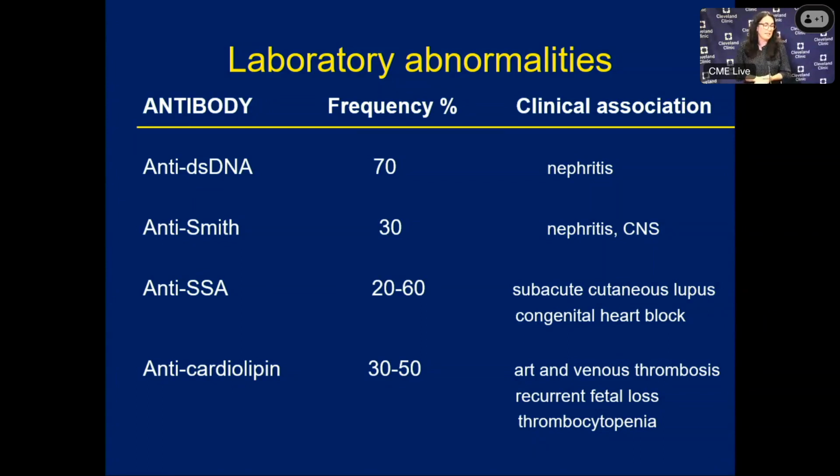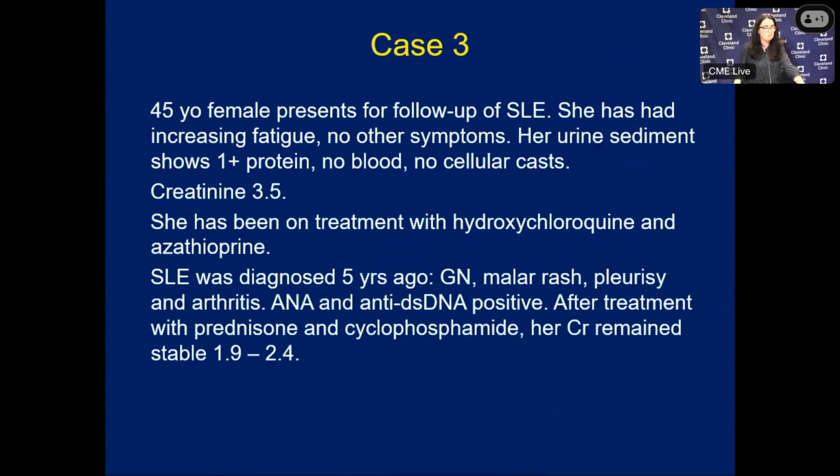The anti-SSA is an interesting antibody. It's present in about 20 to 60% of patients, more associated with the subacute cutaneous type of lupus, but has also a risk of a fetus or congenital heart block, present in about 10% of the cases. The anticardiolipin should always be checked as it is associated with the higher risk of arterial and venous thrombosis, recurrent fetal loss, and commonly associated with the presence of thrombocytopenia.